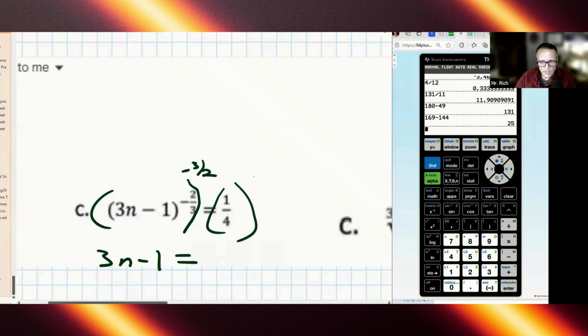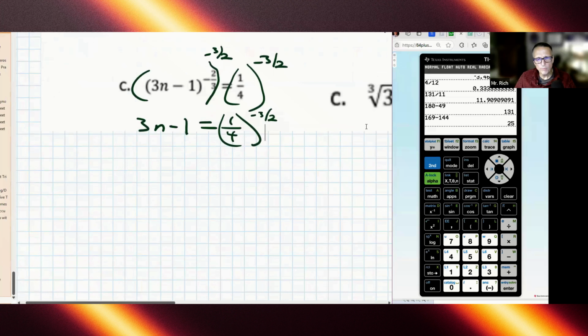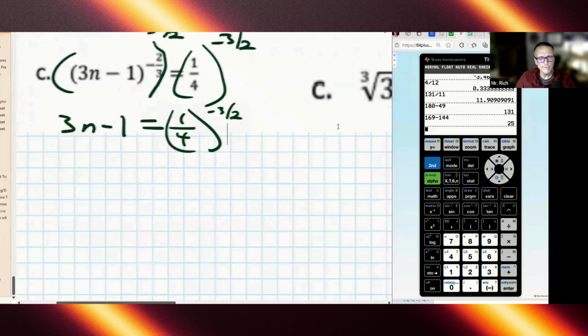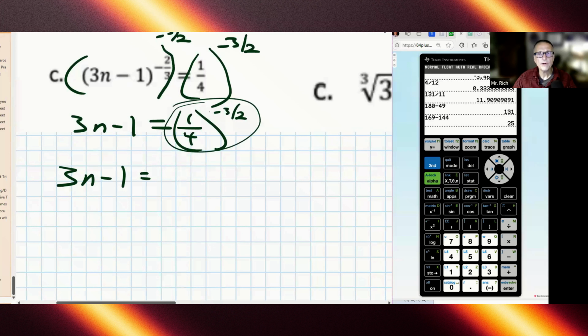Over here, though, I had to do the same thing to the other side. I have 1/4 raised to the negative 3/2 power. All right, so what do I need to do? Presumably, you are not going to have a calculator, and you need to come up with what 1/4 to the negative 3/2 power is. And that might seem like a daunting task, as to what in the world does that mean? Because I cannot proceed with my algebra until I go ahead and figure out what that number is right there.